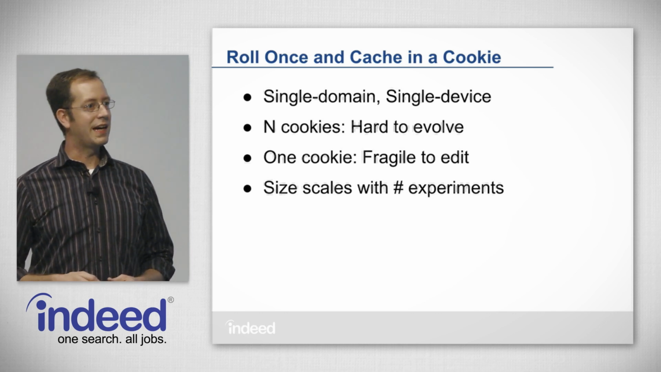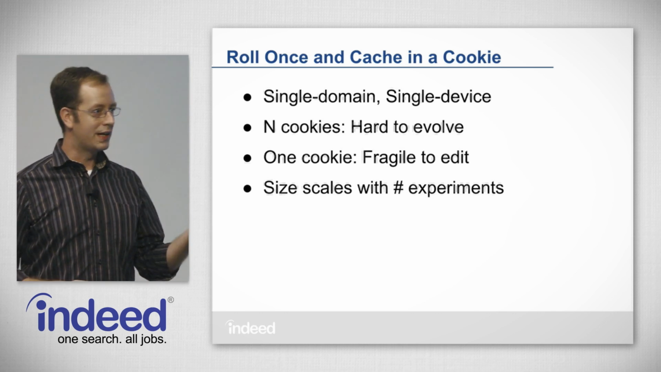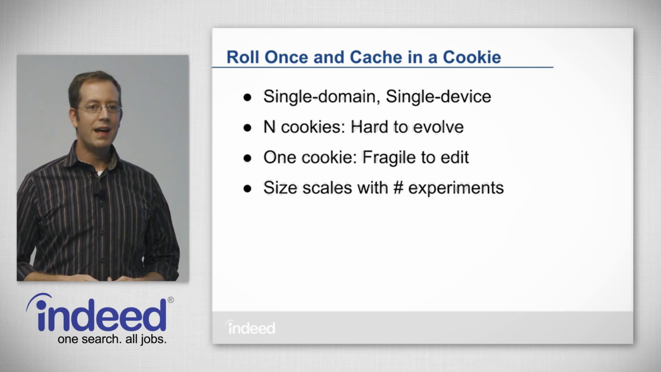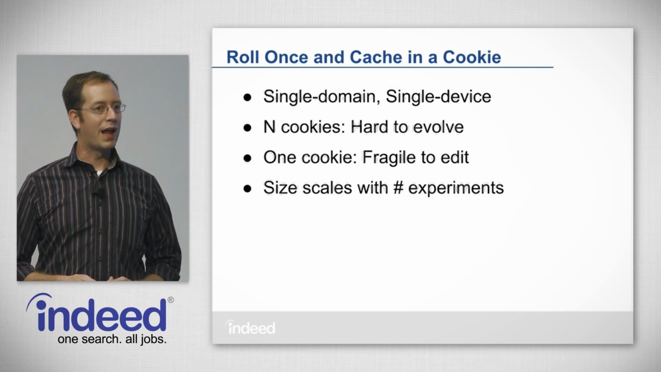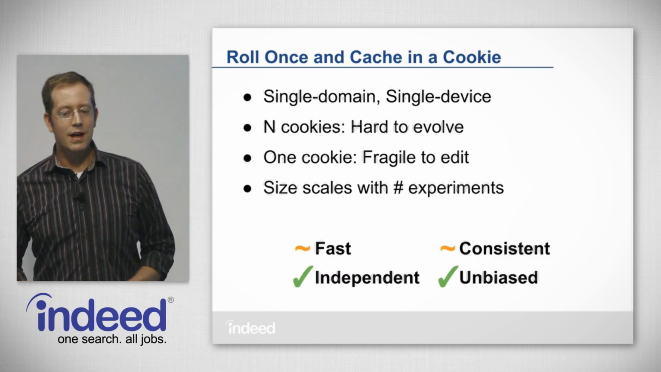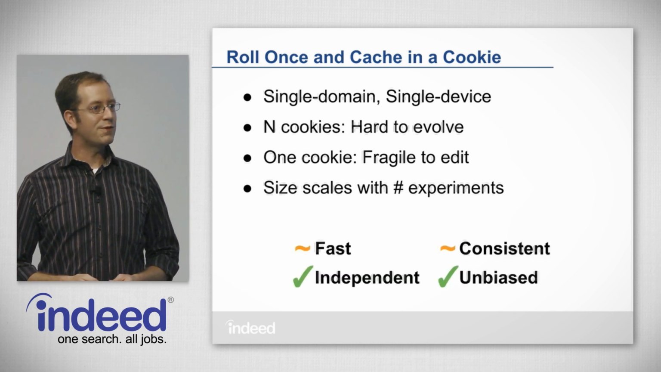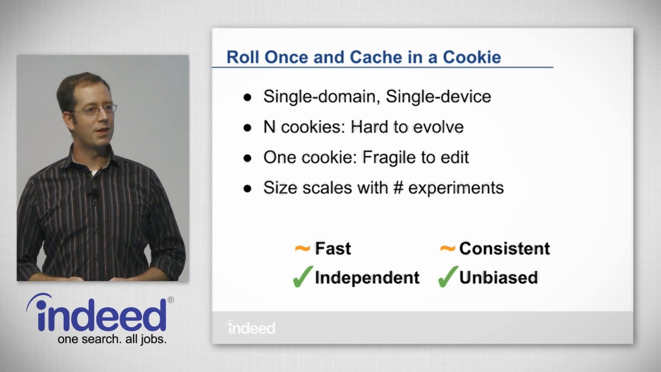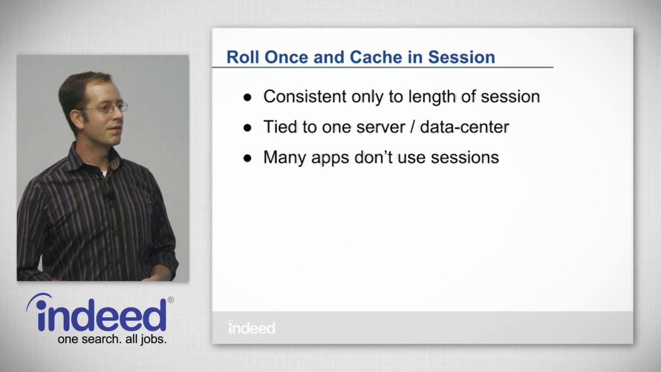Worse yet, either way, the size scales with the number of experiments. If you have a site where you make a lot of tiny requests, if it's an Ajax-based site or it's a mobile site, and in any situation where you care a lot about the bandwidth, scaling that up can actually drastically affect you. So this will be not as fast as we want, not as consistent as we want. They're still independent and unbiased.